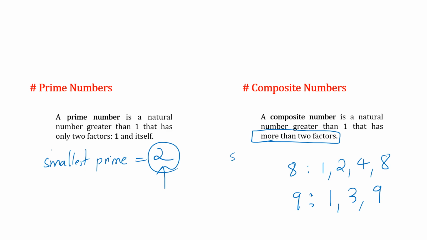What is the smallest composite number? The smallest composite number, that would be, 1 is neither prime nor composite, 2 is a prime, 3 is also a prime. Now next comes 4. So 4 is the smallest composite number because it has more than two factors, 1, 2, 4. It has three factors. Okay, so this is just a quick recall from our earlier grades.